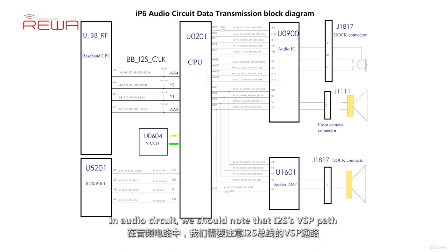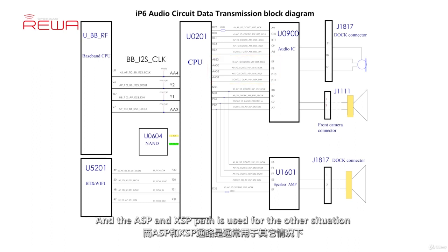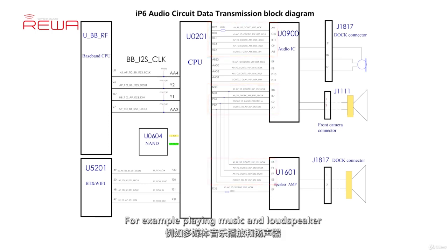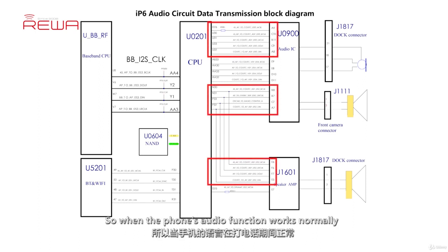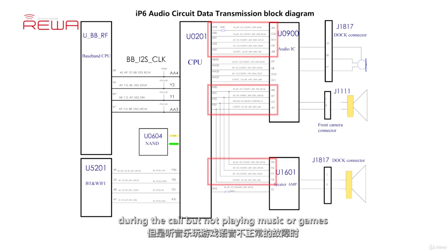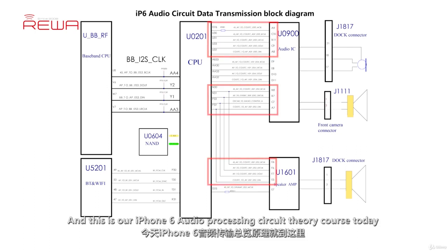In audio circuit, we should note that I2S VSP pass is used for transmission of speech signal during the call in receiver mode, and the ASP and XSP pass is used for the other situations. For example, playing music and loudspeaker. So when phone's audio function works normally during calling but not playing music or games, after software problems troubleshooting, we can measure the dial mode value of I2S, ASP, and XSP pass to locate the fault point. And this is our iPhone 6 audio processing circuit theory course today.